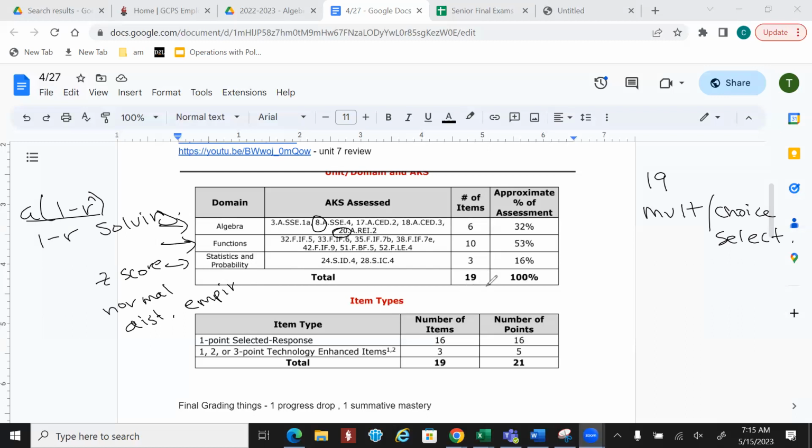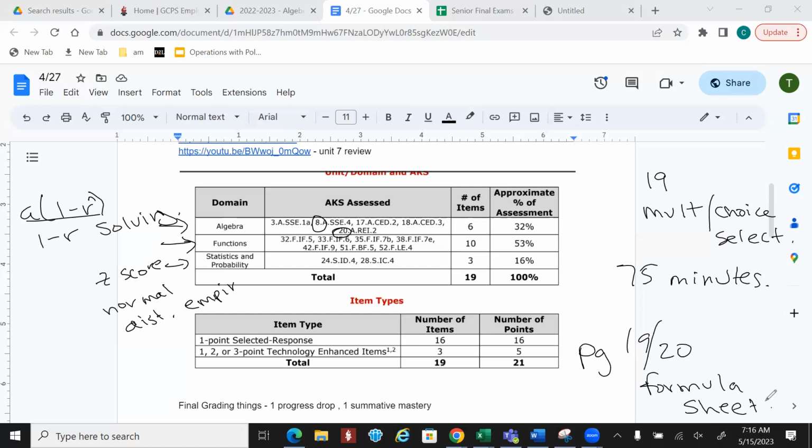You have 75 minutes to complete it. Yes, I know we have 2 hours in this class, but by the time you sit down, you will have 75 minutes. You will have Desmos. There will be a formula sheet, the same thing that was in the Unit 7 packet on pages 19 and 20. That's your formula sheet for the final exam. Are there any questions about logistics of this test? It's on the computer, like last semester.